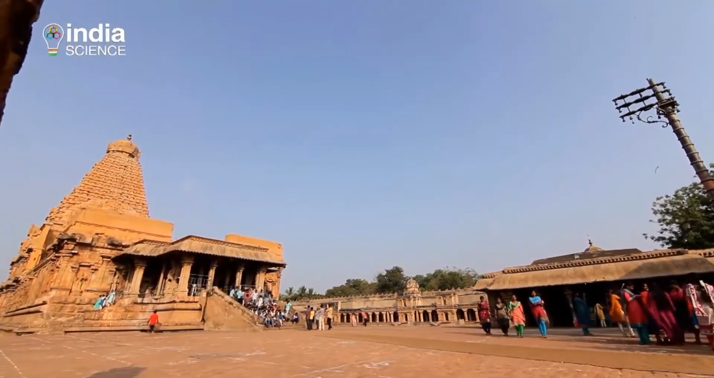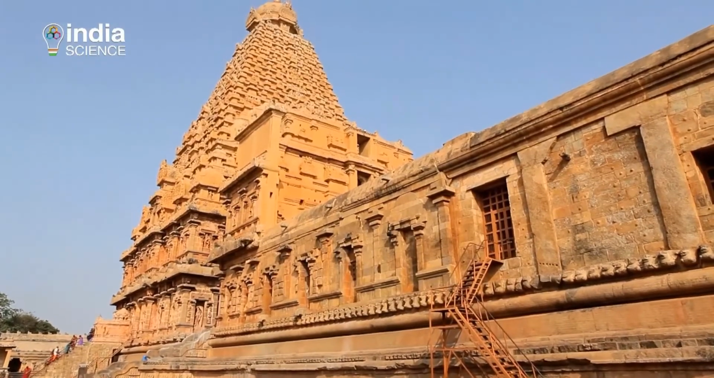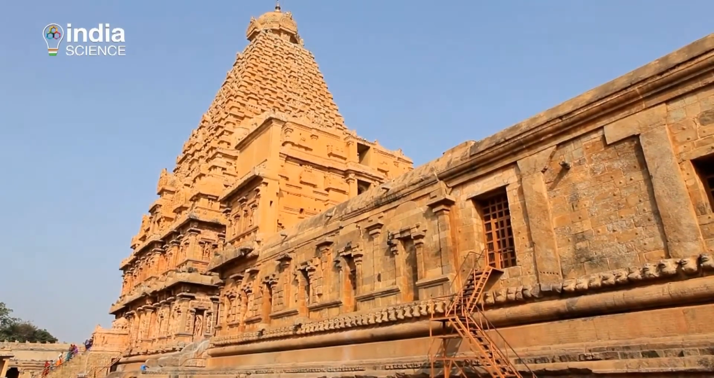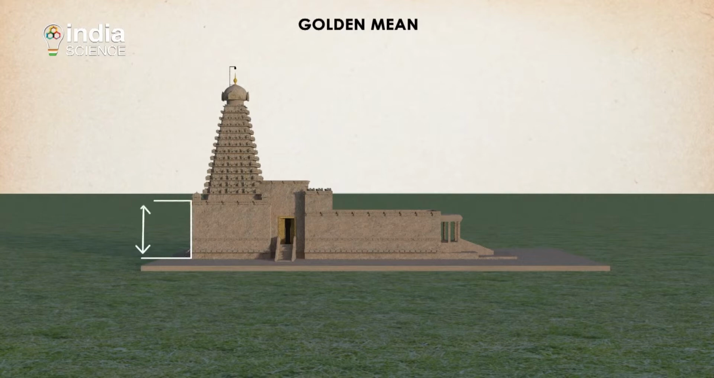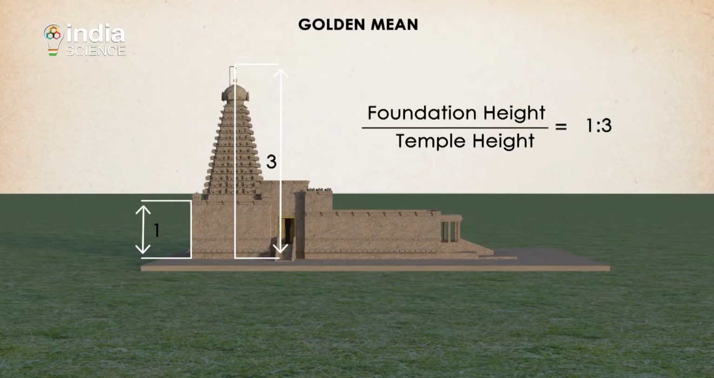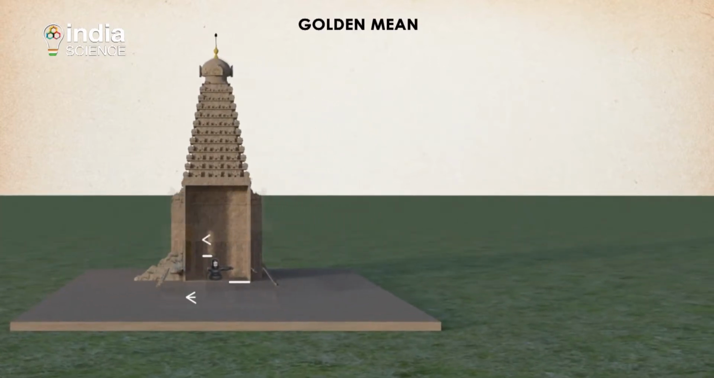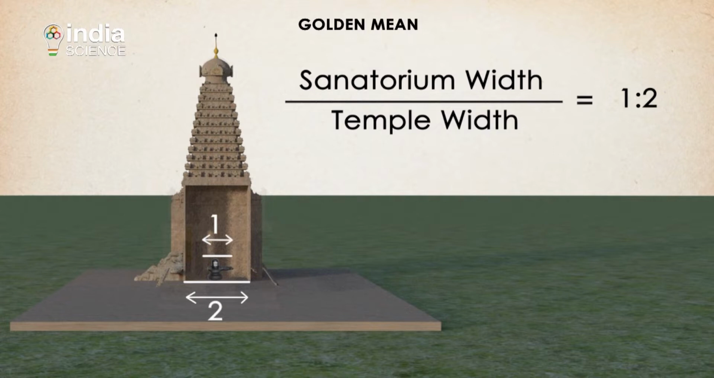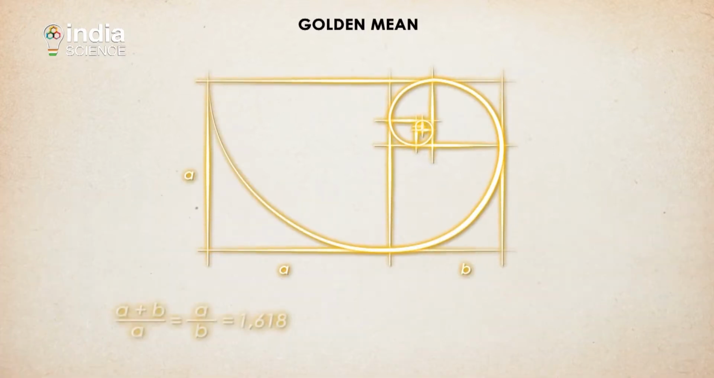Almost all ancient Hindu temples follow a set of design guidelines. Usually the height of the temple should be double its width, and the height of the foundation above the ground with the steps equal to a third of this height. The sanctum sanctorum should be half the width of the temple, and so on. These guidelines translate into various interpretations of the golden mean.